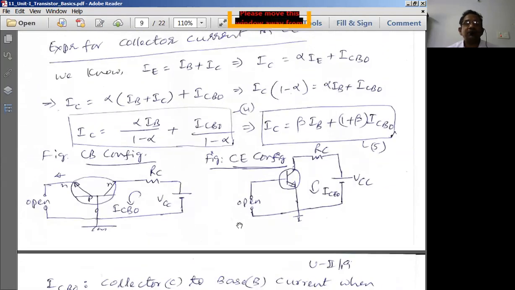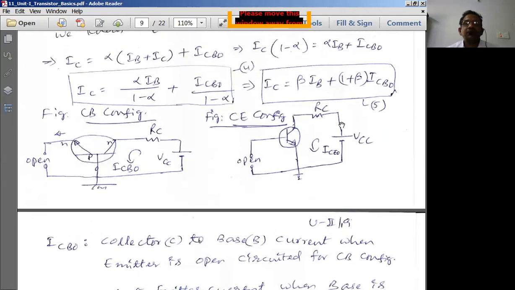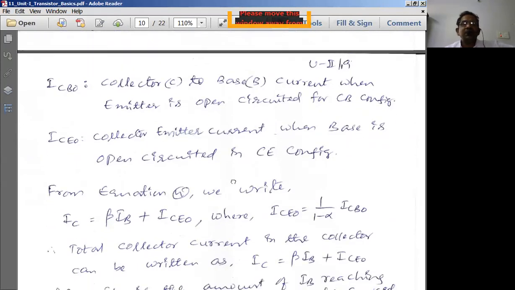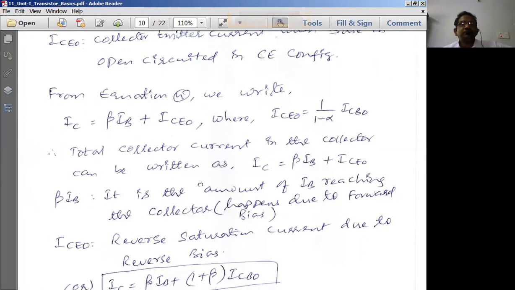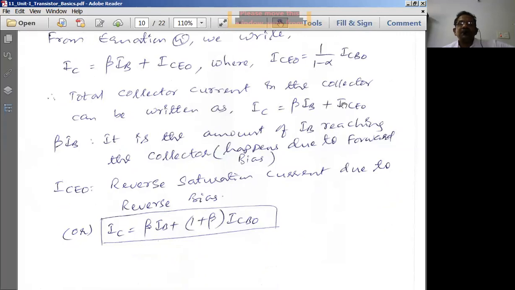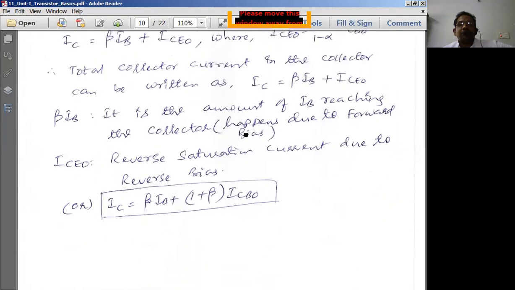What is equation 4? This is the equation 4 I have, which is nothing but beta IB plus 1 plus beta times ICBO. This 1 plus beta times ICBO I can write as ICEO. So ICEO is equal to 1 plus beta times ICBO. So therefore IC is equal to beta IB plus ICEO. And finally I can write the current equation IC is equal to beta IB plus ICEO.